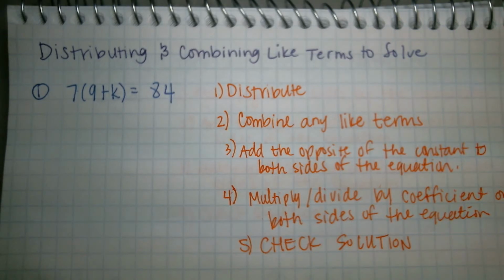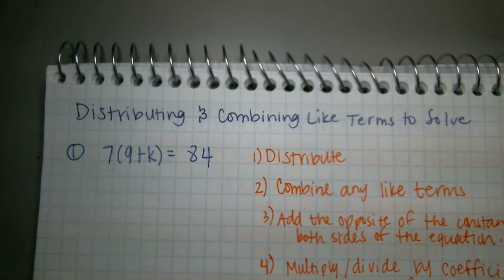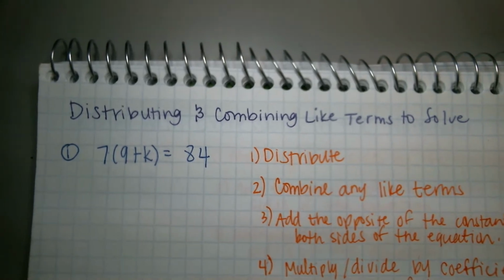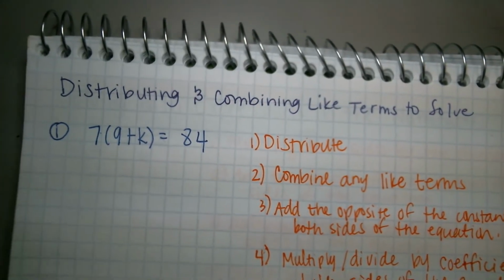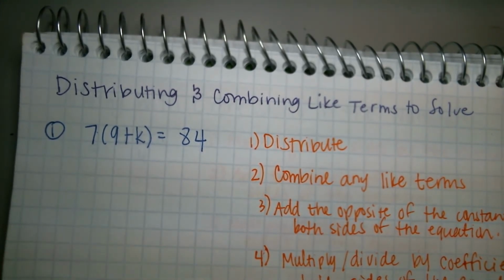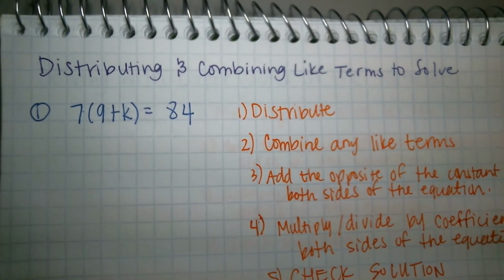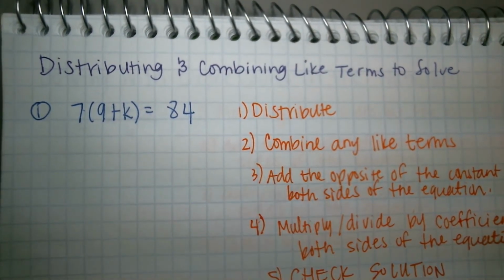Okay, in this video, we are going to look at distributing and combining like terms to solve. When we are working on these problems and you see that you have distributive property, that is a key that we're going to do the distributive property first. Whenever you have distributive property, you've got to do that first. So, here are the steps over here.